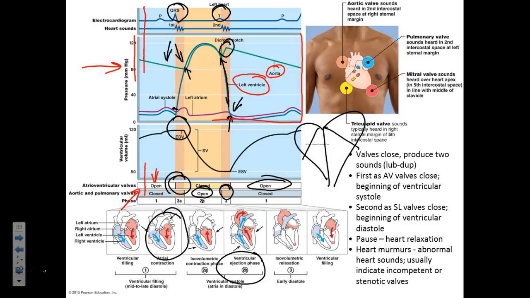And then the heart squeezes the blood out. Does it squeeze the ventricle dry? Well, there's some blood left in the ventricle. And that volume of blood that's left in the ventricle at the very end is called end systolic volume. Right here. Does that make sense?